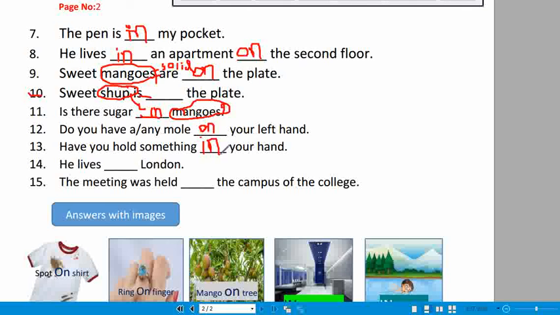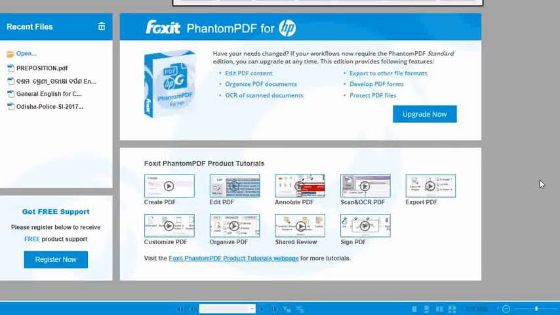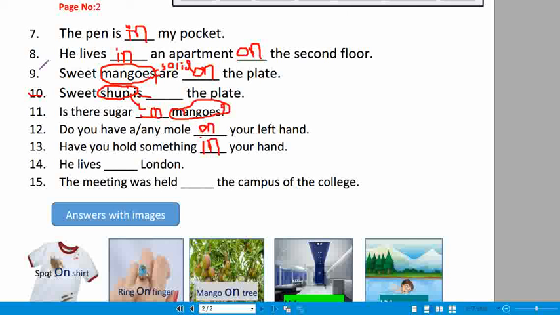He lives dash London. When we talk about a country, we put in. In is the preposition before country. So here in will be the answer.